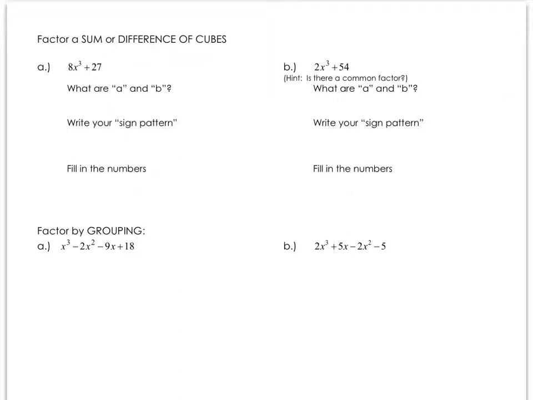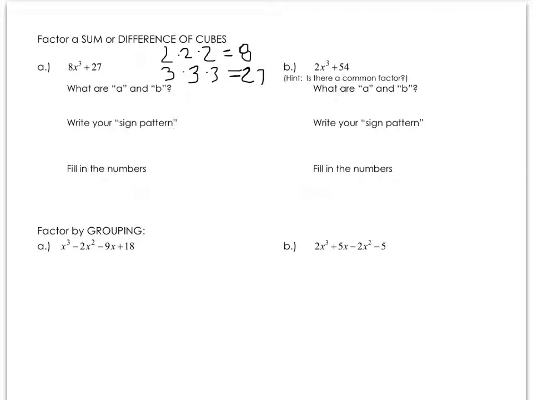So if we look at example A, we see 8x cubed plus 27. Now, the more you guys look at these, the more you're going to start recognizing what a cube is. So 8's a perfect cube because 2 times 2 times 2 is 8. Okay, so we know that's a perfect cube. 3 times 3 times 3 is 27, so that's also a perfect cube.